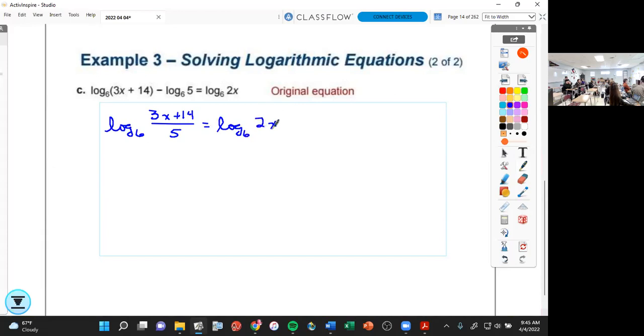Now what? Now it's clearly 1-to-1. I have a single log on the left side, a single log on the right side. So for this to be true, 3x plus 14 over 5 equals 2x. Wait, for them to be 1-to-1, does the log have to have the same base? Absolutely. Yes. Then it would have been 1-to-1. Okay. Multiply both sides by 5. 3x plus 14 equals 10x.